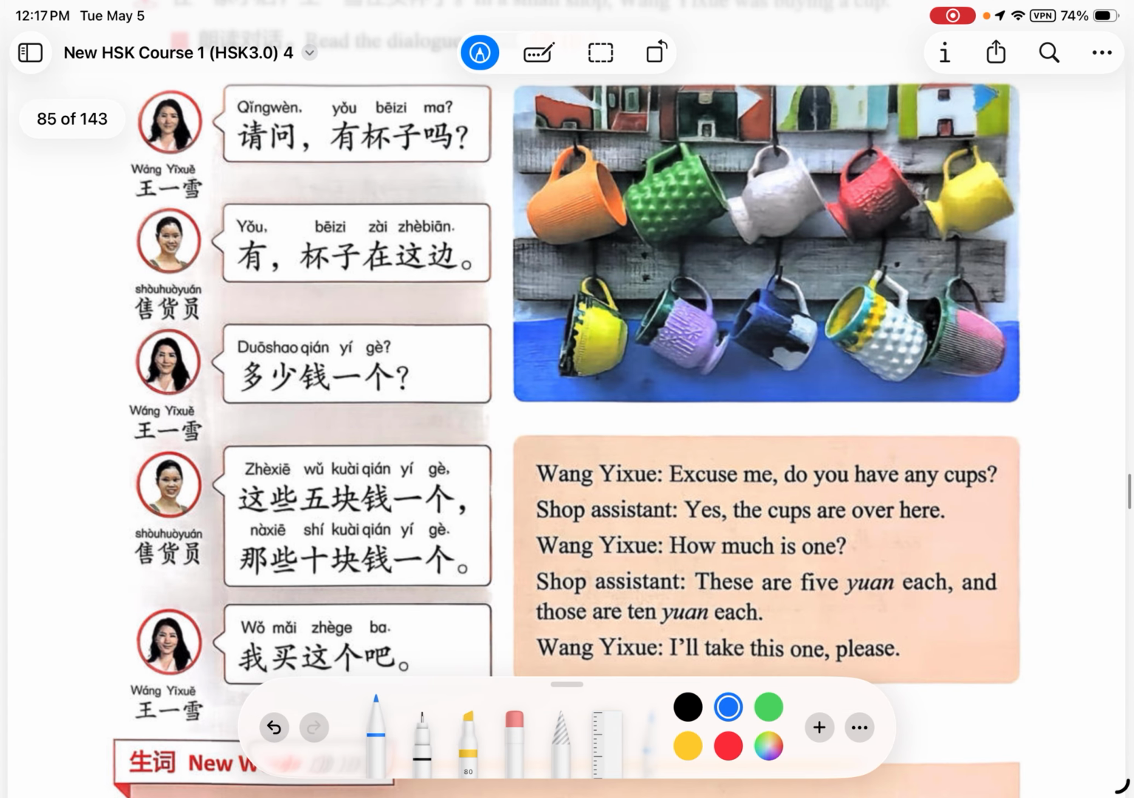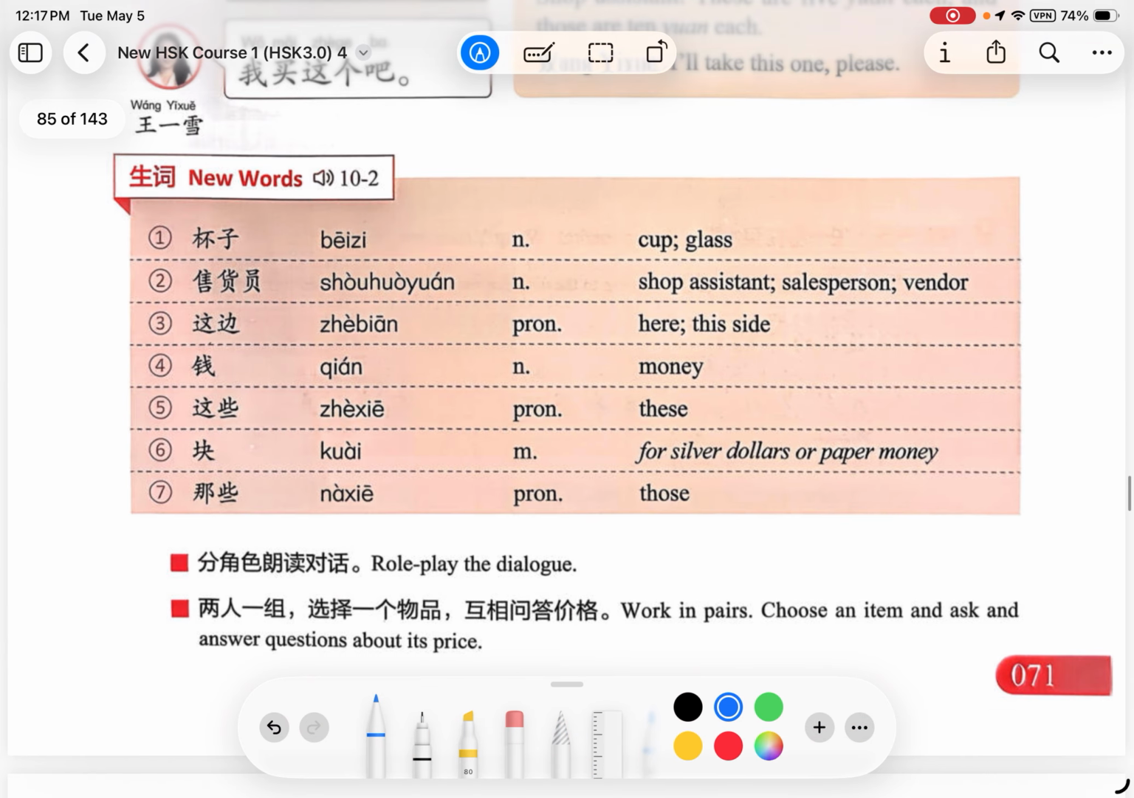Text 1. 请问有杯子吗？有，杯子在这边。多少钱一个？这些5块钱一个，那些10块钱一个。我买这个吧。杯子 cup, glass. All kinds of cup or glass like this or this or mug or high heel. We can all call them 杯子 in Chinese.